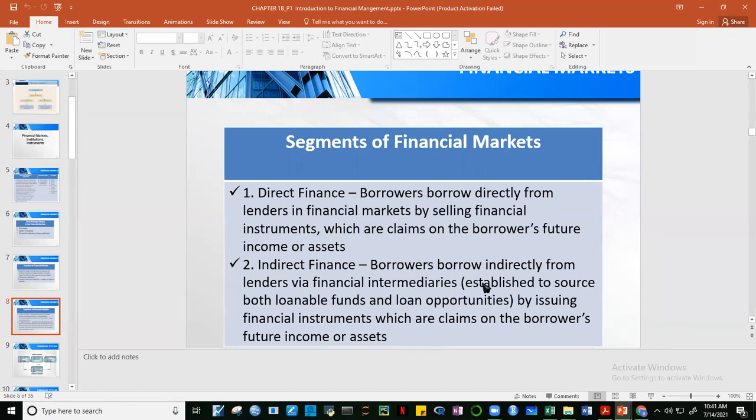So FIs or financial intermediaries are established to source both loanable funds and loan opportunities. Okay? So through the banks, guys, pupunta dyan yung mga may excess funds. So ito yung mga loanable funds. Tapos para ipahiram dun sa gustong humiram, okay? So they provide loan opportunities. Yung may loanable funds, yung mga savers, yung may loan opportunities, yung mga borrowers. And they issue financial instruments which are claims on the borrower's future income or assets.